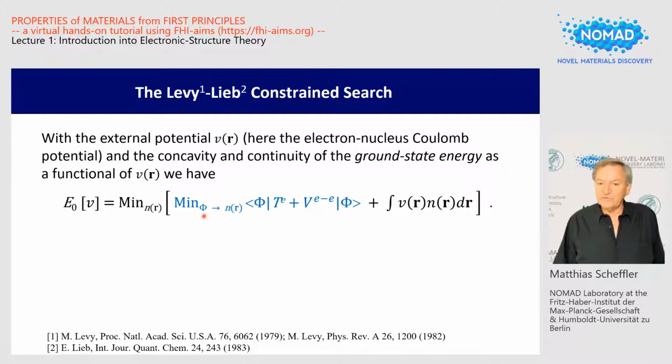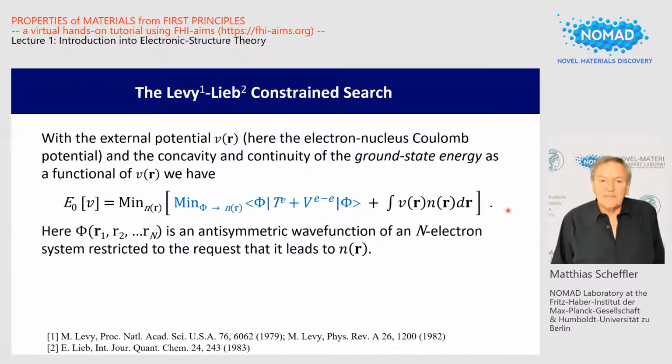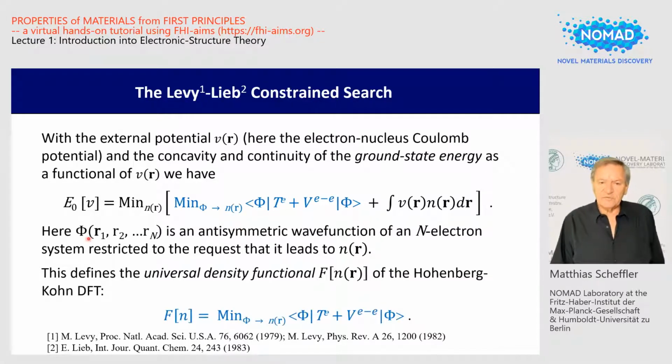I can do first the minimum with respect to wave functions, but I constrain the wave functions so that they give a certain density. So the phi here in these straight brackets is an antisymmetric wave function of the n-electron system, restricted to the request that it leads to n of r. So I first do the minimization with a constraint, and then outside the brackets, I just generalize the question to any density n of r.